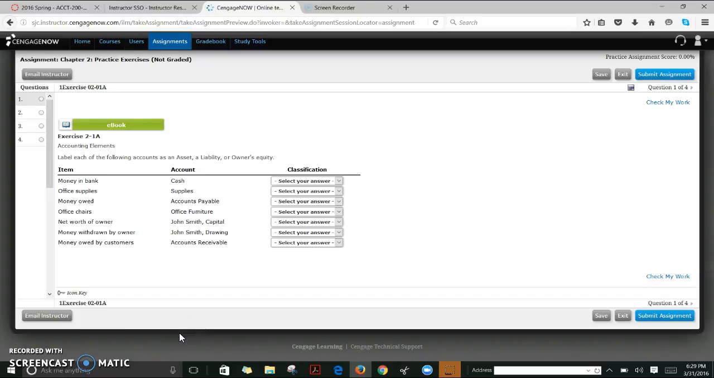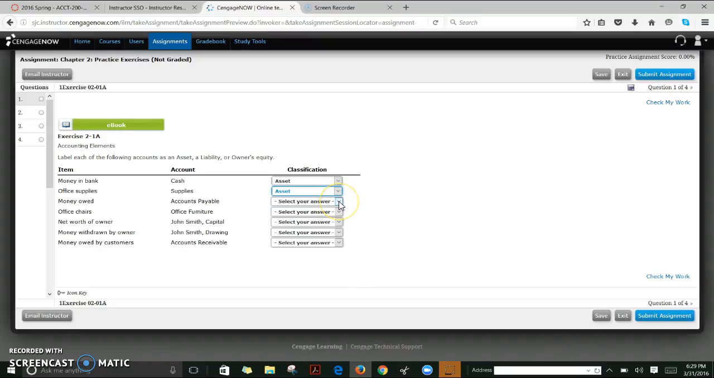This is practice exercise 2, which starts with practicing classifying the accounting elements. It is a basic skill that you need to be able to do before you move on in the chapter. So cash, the item is money in the bank, or we call it in an account cash, is an asset. It's something that we own. Office supplies are also an asset. They're something that we own.